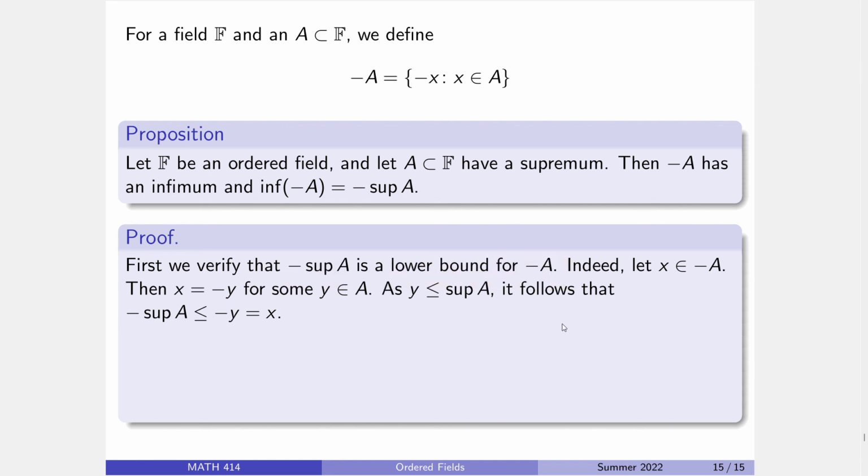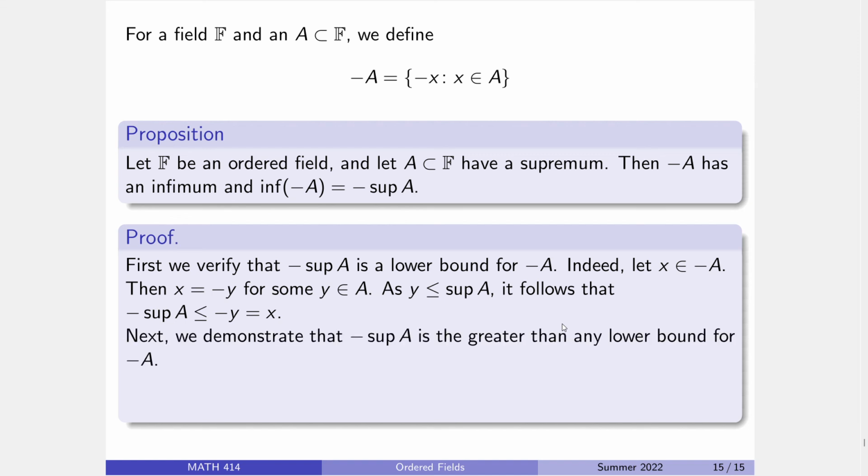All right, now I want to prove it's the infimum. I got it's a lower bound. Now let's prove that it's greater than any lower bound. So again, unraveling the definition. What is an infimum? It's a lower bound, and it's the biggest one. So prove it's a lower bound first, then show it's the biggest one. All right, so take any lower bound for negative A. I need to relate this to the sup of A.